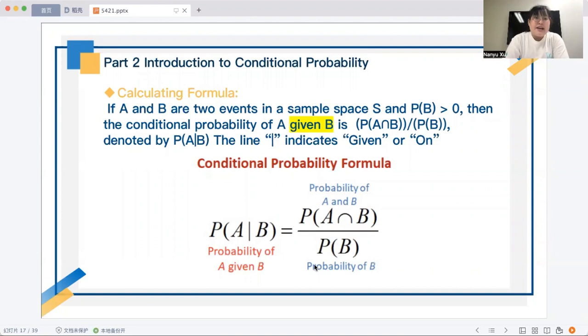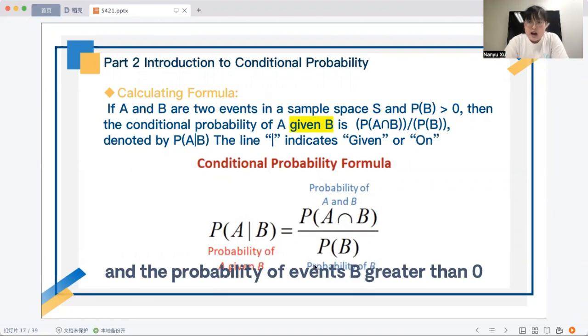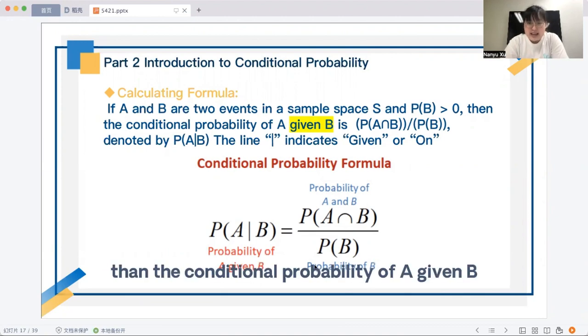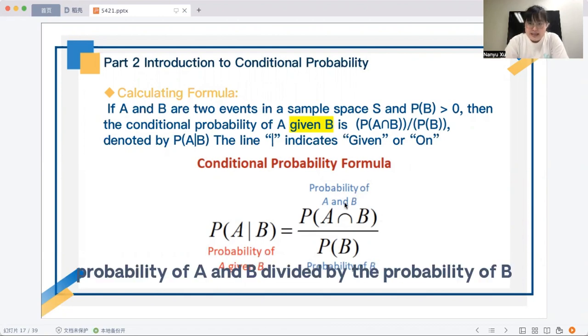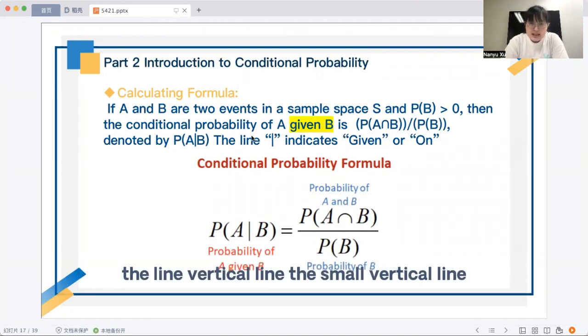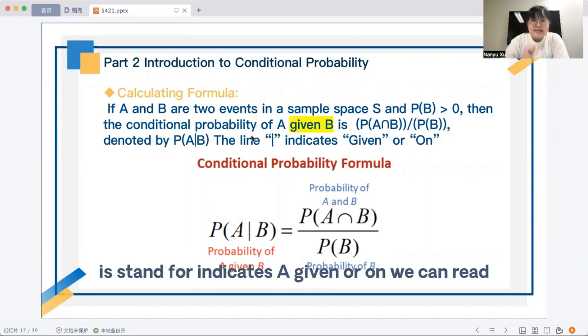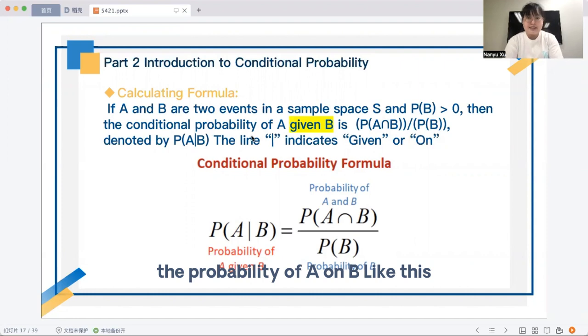How do we read it? If A and B are two events in a sample space S, and the probability of event B is greater than 0, then the conditional probability of A given B is the probability of A and B divided by the probability of B, denoted by probability of A given B. The small vertical line stands for, indicates, the "given" or "on". We can read the probability of A given B as the probability of A on B.